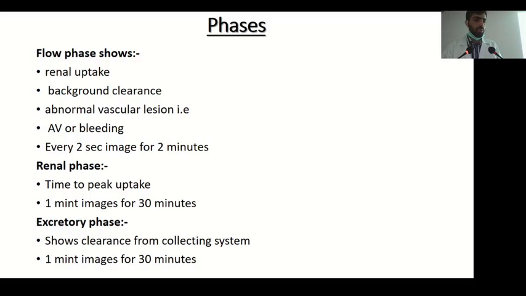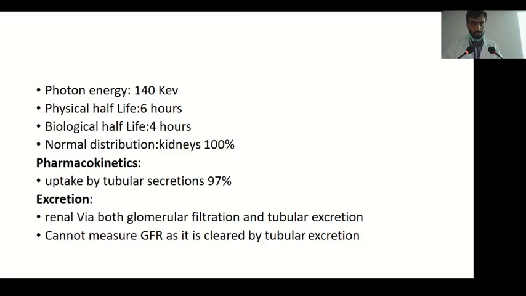In renal phase, it is the time to peak uptake. 1 minute images are taken for 30 minutes. And in excretory phase, it shows clearance from the collecting system. 1 minute images for 30 minutes. Properties: photon energy 140 keV, physical half-life 6 hours, biological half-life 4 hours, normal distribution kidneys.